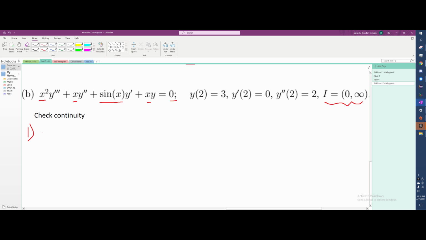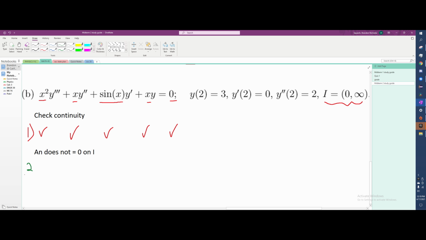For x squared, it is continuous from 0 to infinity. X is continuous from 0 to infinity. Sine is continuous from 0 to infinity. X is continuous from 0 to infinity, and 0 is just 0 from 0 to infinity. Now for step 2, we need to make sure a of n, whatever value a is here, does not equal 0 on the given interval.